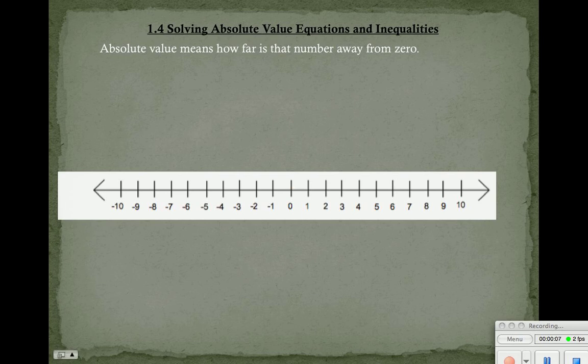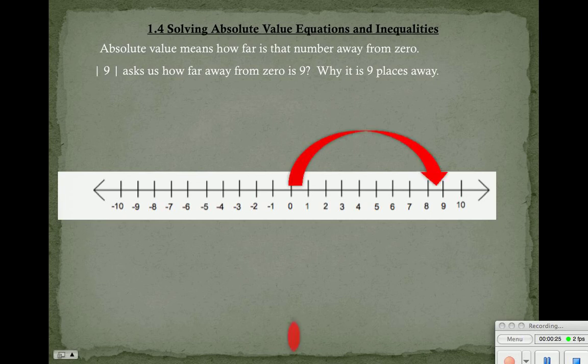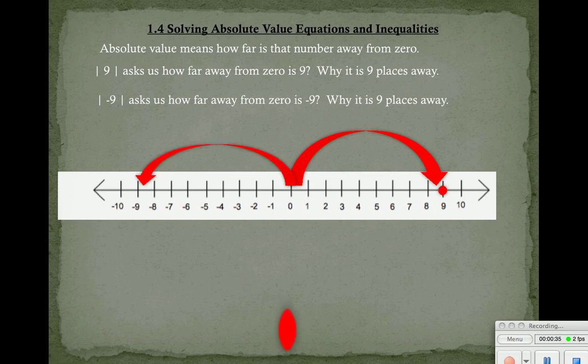Okay, we're doing absolute value equations and inequalities. Absolute value means how far is that number away from 0. So we have the absolute value of 9, which asks us how far away from 0 is 9. It's 9 places away. Negative 9 asks us how far away from 0 is negative 9. It's 9 places away.